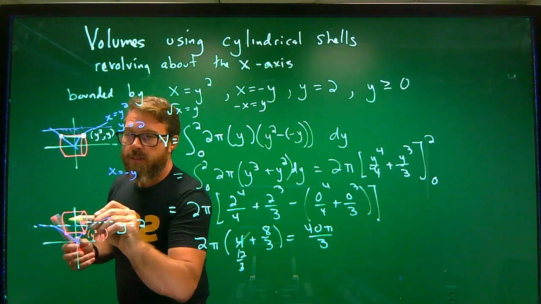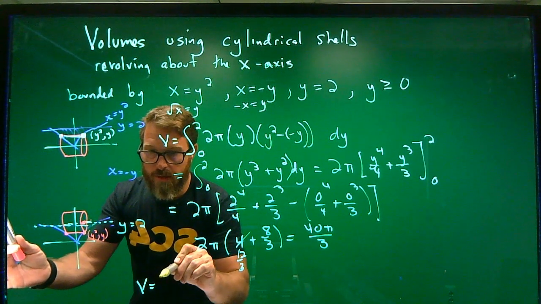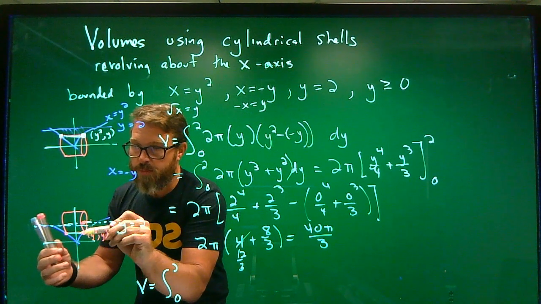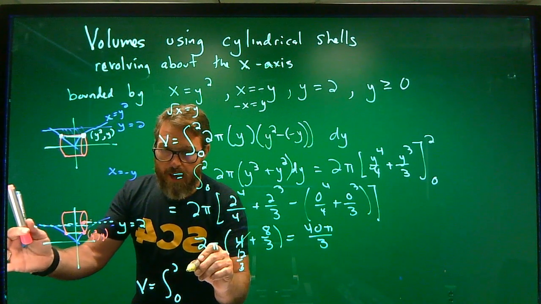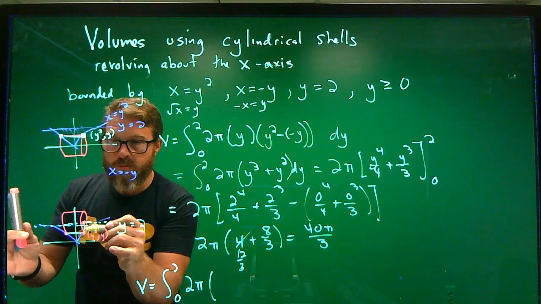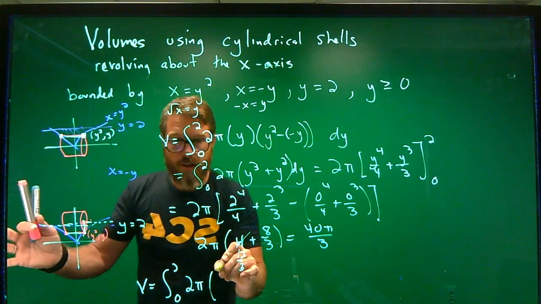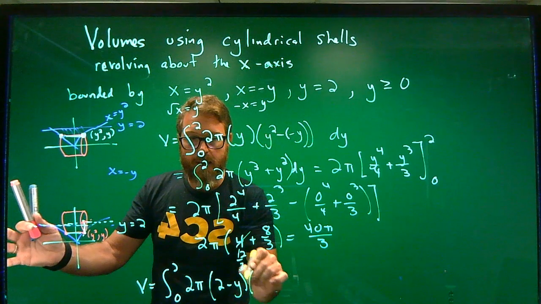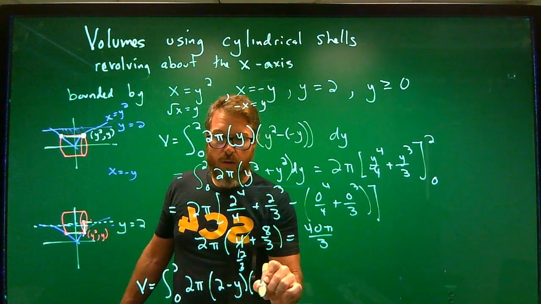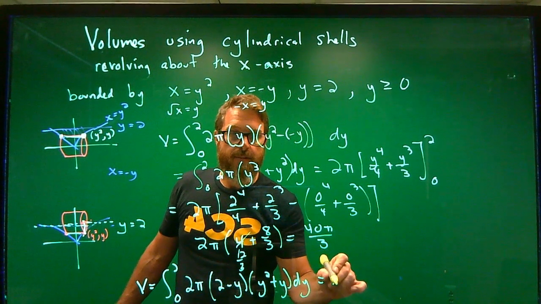So when we set this up, we know that the volume here is going to be equal to the integral from, well, still 0 to 2, because this piece is still sliding from 0 to 2. And 2 pi. Now the radius is this distance right here, this distance being 2 and this distance being y. So this is going to be 2 minus y. And then we have the exact same height, so it's going to be y squared minus negative y, dy. And then I'll leave that up to finish.